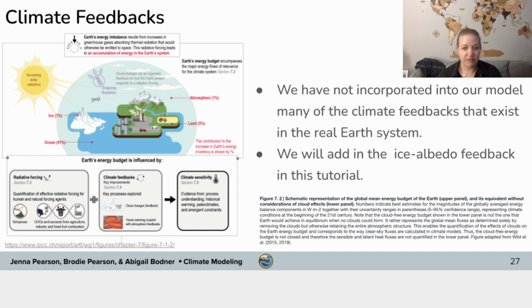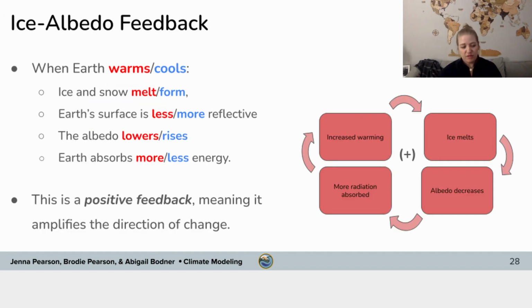There are a variety of flavors of climate feedbacks, and we certainly cannot incorporate all of them into this model in such a short time frame. But in this tutorial, we will focus in on just one climate feedback, the ice albedo feedback. We'll do a brief description of it here.